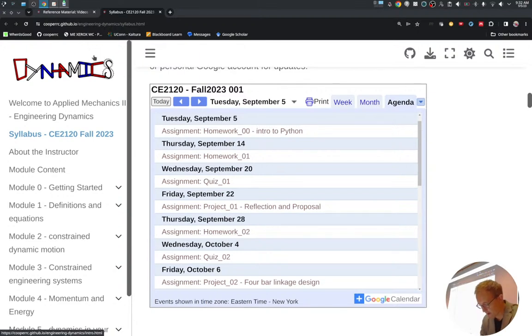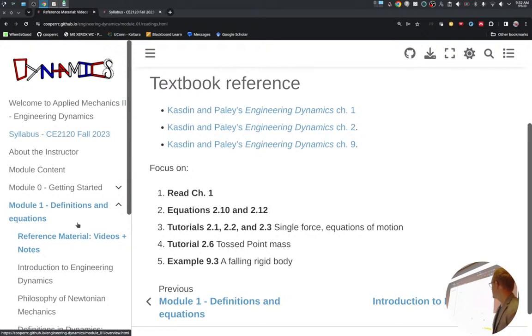So over here on the left side where it says module 1, 2, 3, that's what I was about to pull up actually. Right now we're in module 1 and all the reference material is in here. It's notes and videos. And then I always put things that you should focus on in the textbook. Chapter 1 is pretty short, just a couple of pages, but chapter 2 gets a little longer. I give specific equations, tutorials, and examples, and here's another example from chapter 9.